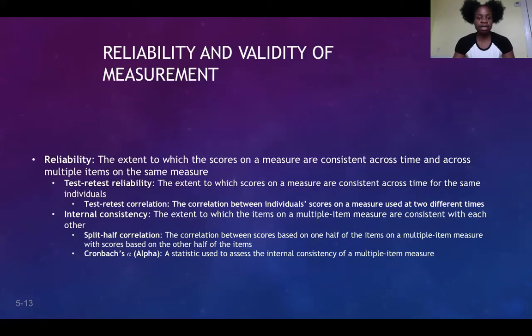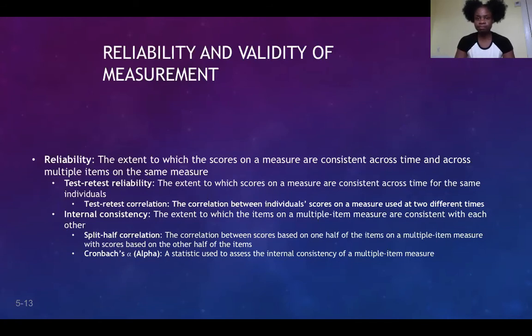The next kind of reliability testing that we can do is internal consistency. Internal consistency is the consistency of people's responses across the items on a multiple item measure. So one approach to this is the split half correlation. This is splitting the items into 2 sets, such as the first and second half of the items, or the even and the odd number items, then computing a score for each set of items and examining the relationship between the 2 sets of scores.